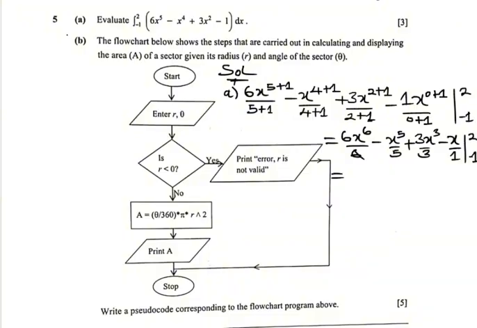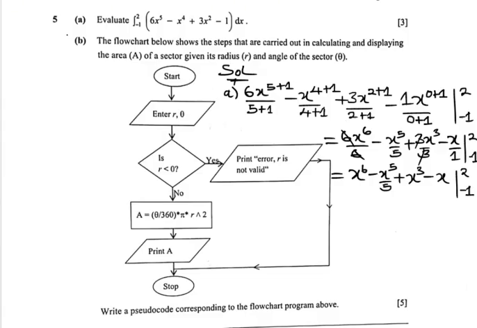So 6 over 6 simplifies to 1, and 1 times x^6 gives x^6, then minus x^5 over 5, then plus 3 over 3, that is 1, and 1 times x^3 gives x^3, then minus x divided by 1, that gives x. The limits are from -1 to 2.